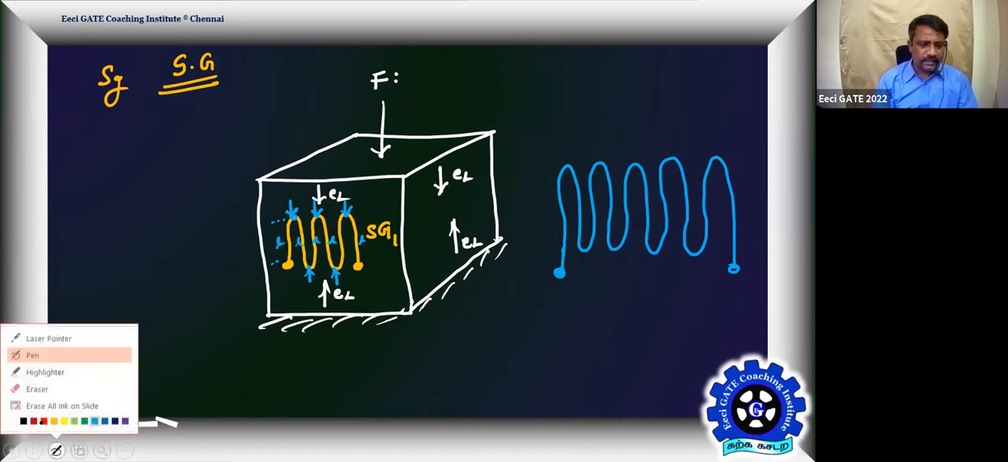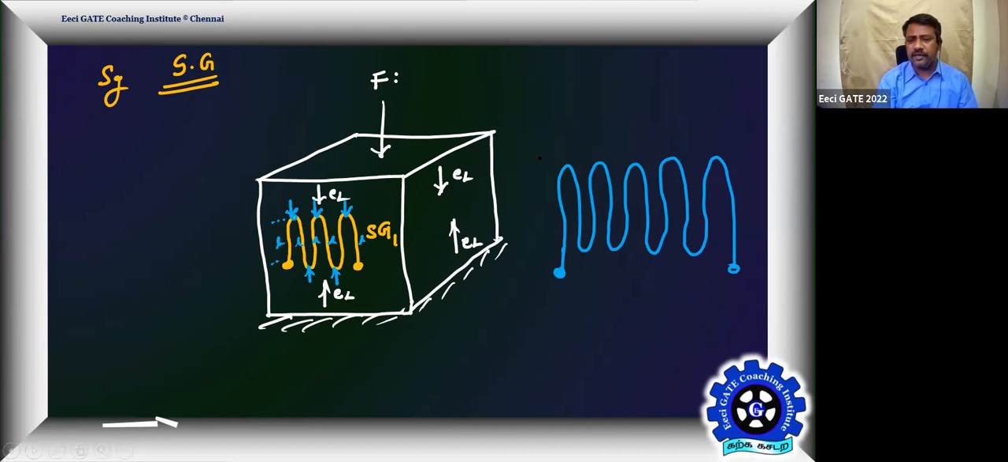So at the edges, what's happening? Because it is pasted on this surface, here EL is acting, here EL is acting, similarly here EL is acting. Yes, compressive EL. What is going to happen? It will try to decrease this length. Yes or no?